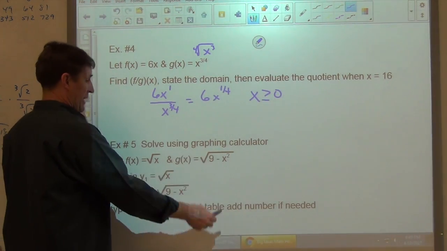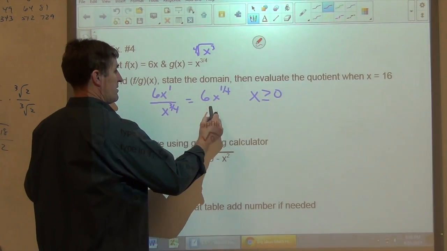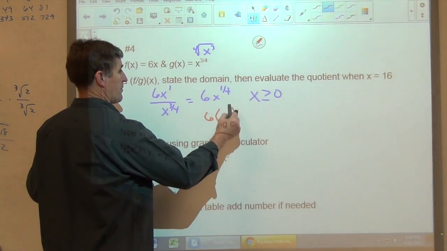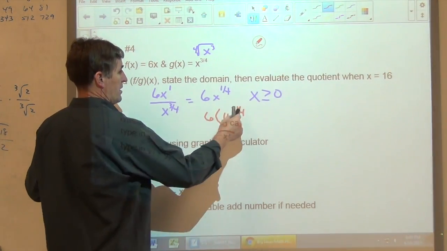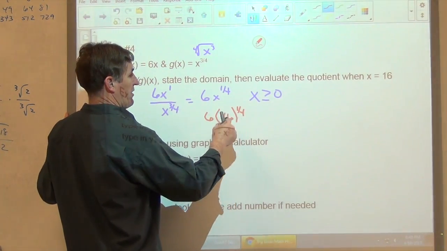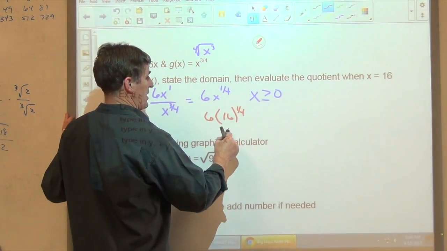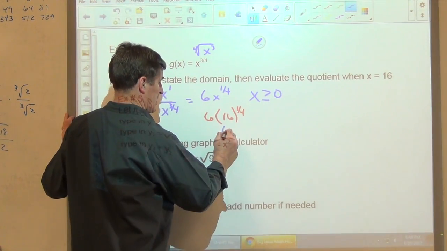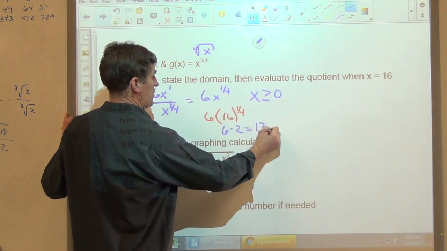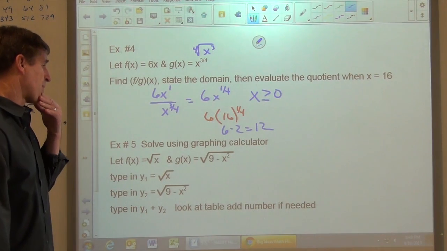And then we evaluate it, so we plug in 16. The 4th root of 16, now you can do that on a calculator, or the 4th root of 16 is 2, so that would become 6 times 2, which would be 12, and you're done.